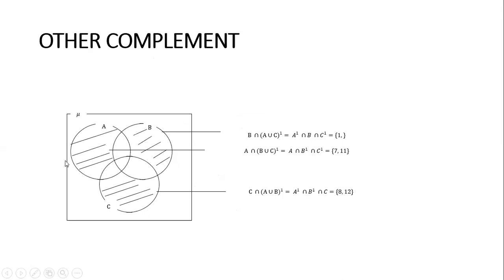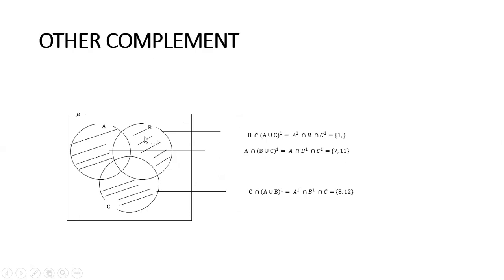Now, the other complement: the element found in A alone is denoted or represented with A intersection (B union C) complement. Using De Morgan's law, the union will change to intersection, and B and C will become complements. So A intersection B complement intersection C complement, and the elements found here are 7 and 11.